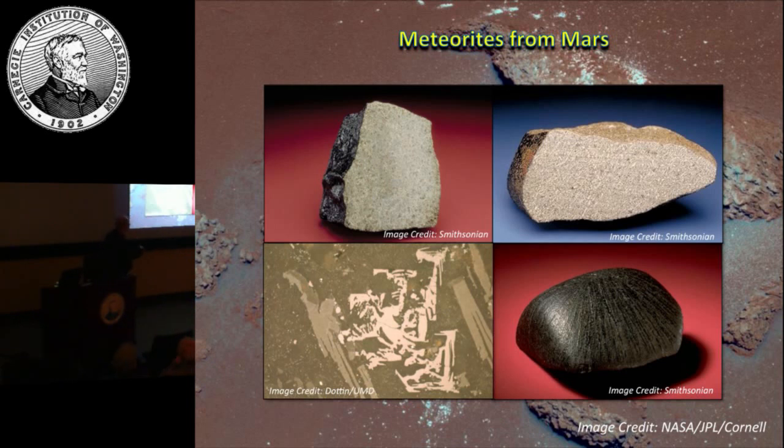These three are Nakhlites. This is a Shergottite. This one is Nakhla, which fell in 1904. Shergotty, I think, is 1865. This is a pyroxenite. This is a basalt. This is another Nakhlite, Lafayette, which has this beautiful structure here coming through the Earth's atmosphere.